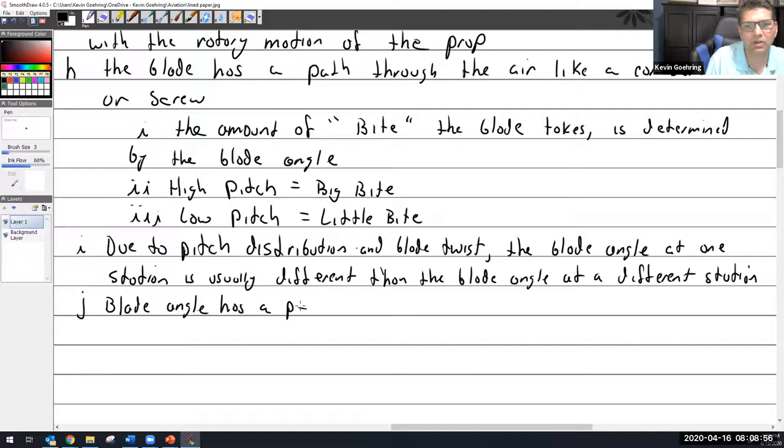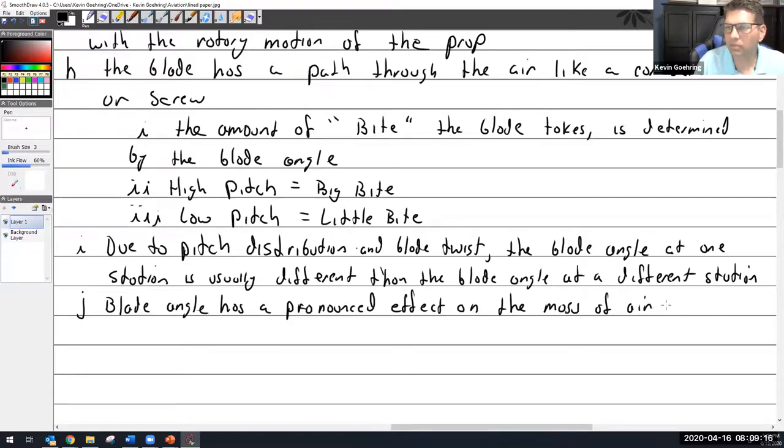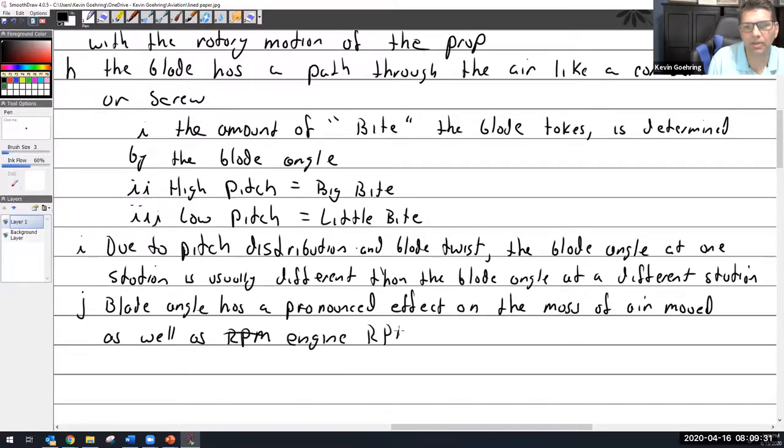Blade angle has a pronounced effect on the mass of air moved, as well as engine RPM. Amount of air moved, as well as RPM. I'm going to say engine RPM, so you understand exactly what I'm saying.